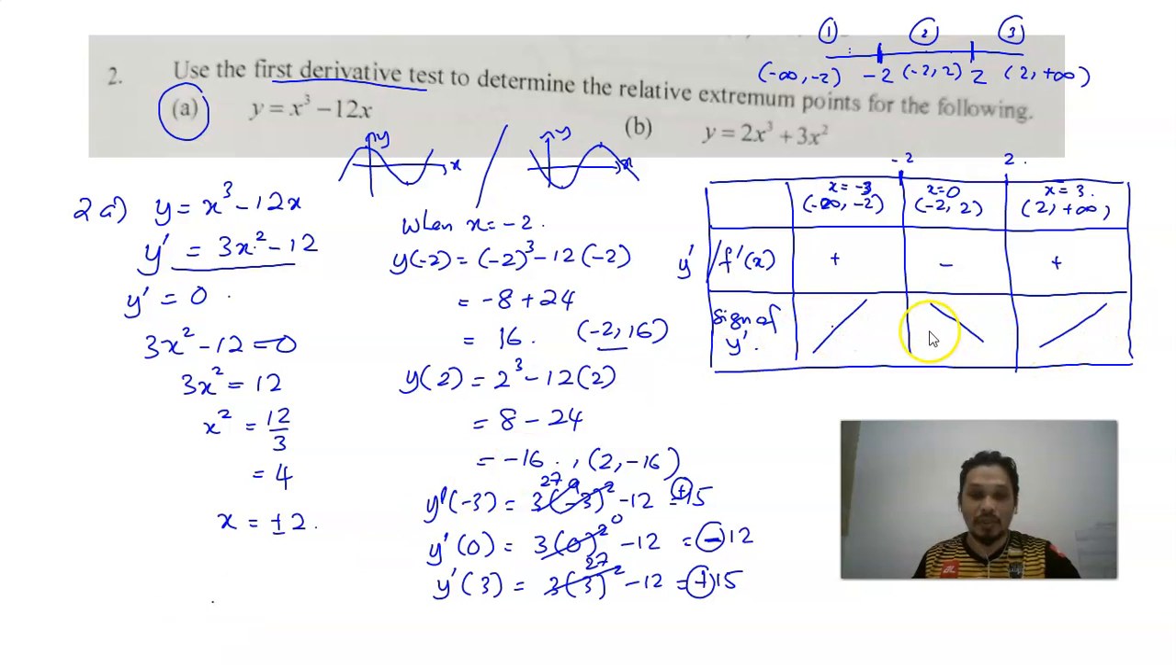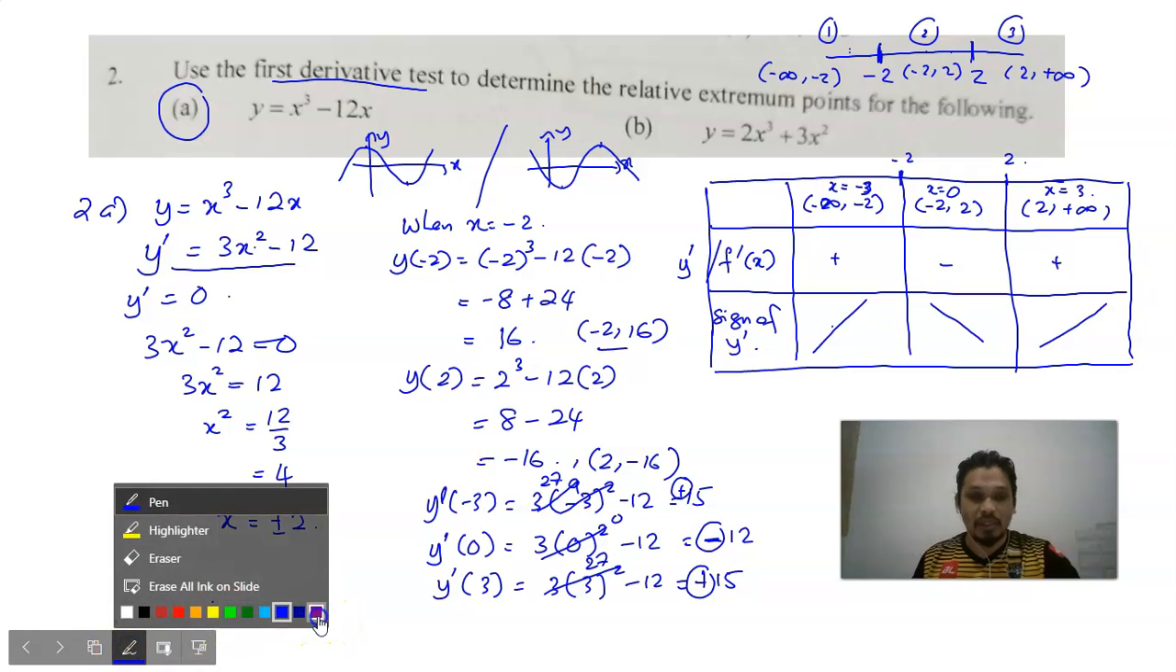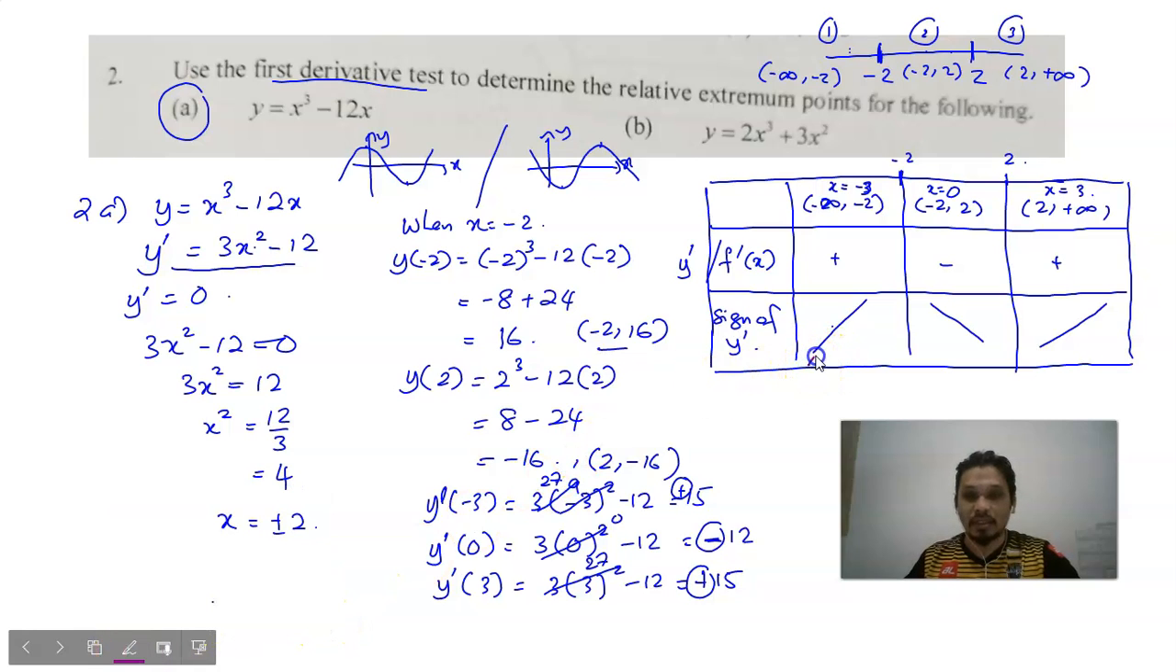Okay, so we may imagine how the graph looks. The graph moves up, then stops around here. The sign means that the gradient of this part of the curve is positive, the gradient of this part is negative, and the gradient of this part is positive.